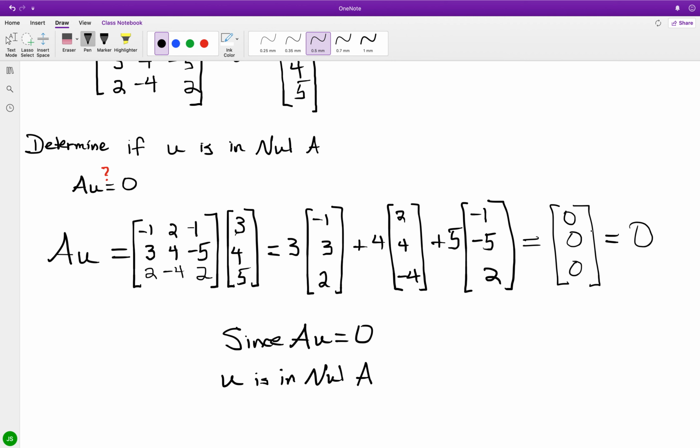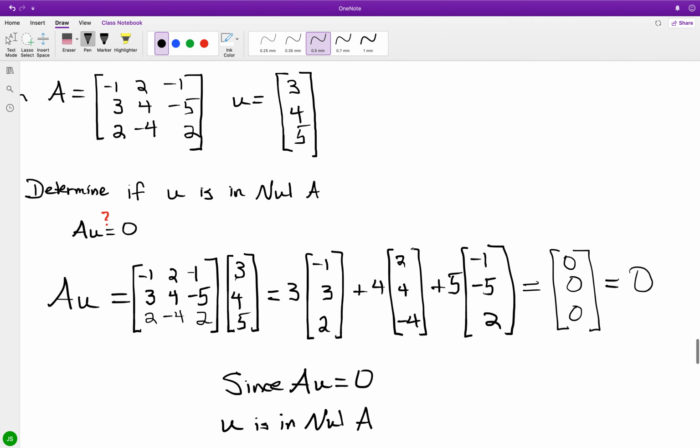If you notice, the top, middle, and bottom numbers in the resultant vector are all 0, and since the product is equal to 0, it turns out that this vector u, the 3, 4, 5, is going to be in the null space of A in this particular case.